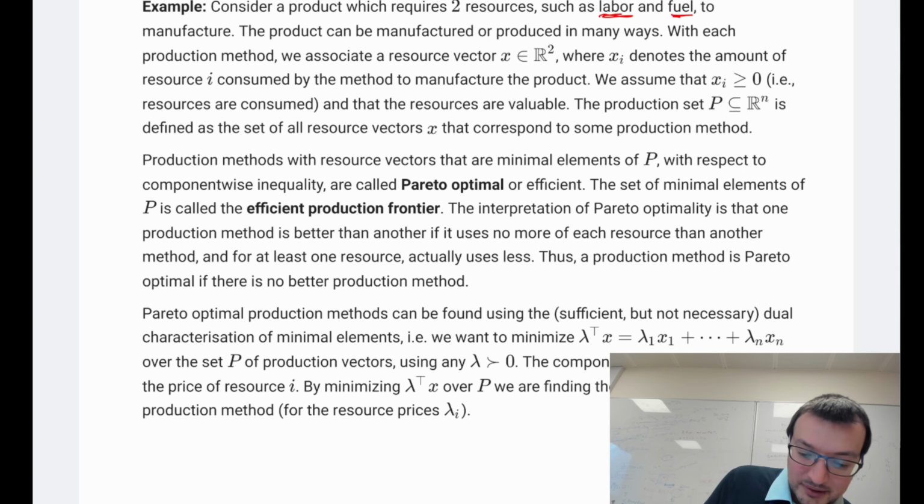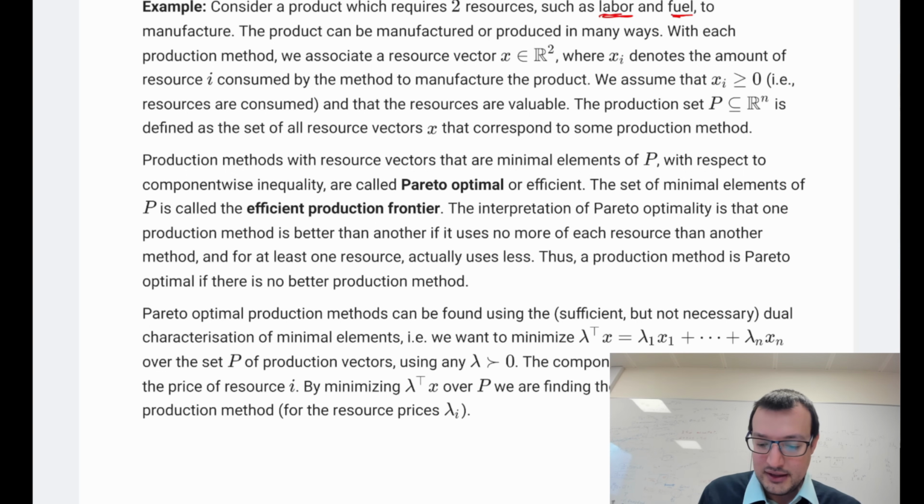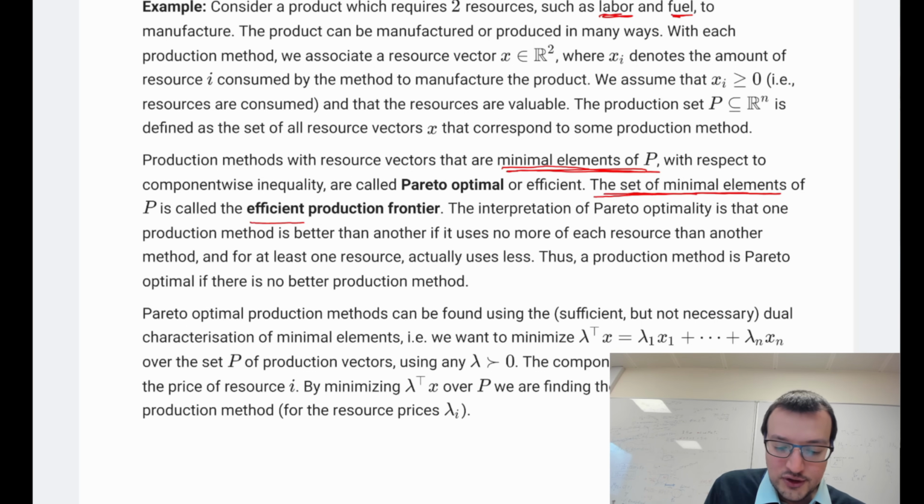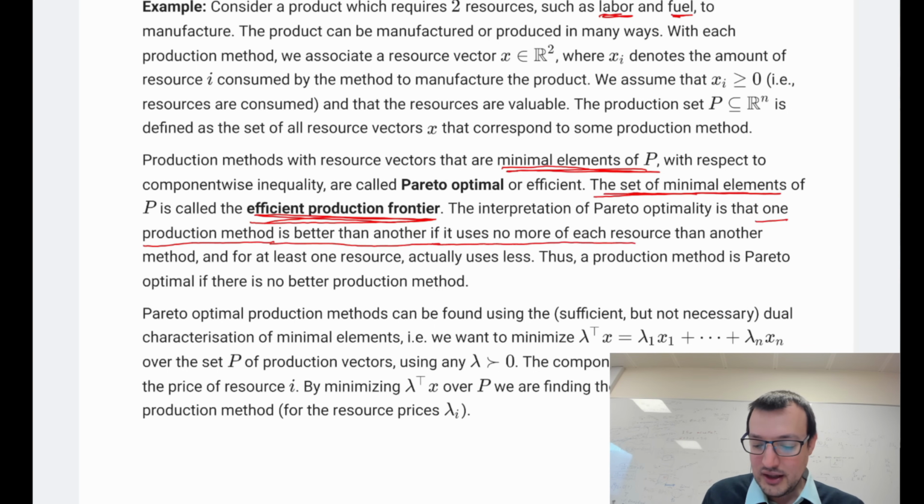A Pareto-optimal point is nothing else than a minimal element of the set P. The set of minimal elements is called the Pareto-optimal curve, or in this case, the efficient production frontier. So, in other words, a Pareto-optimal point is nothing else than a minimal point, and the interpretation is that one production method is better than another if it uses no more of each resource than the other method, and for at least one resource uses less.